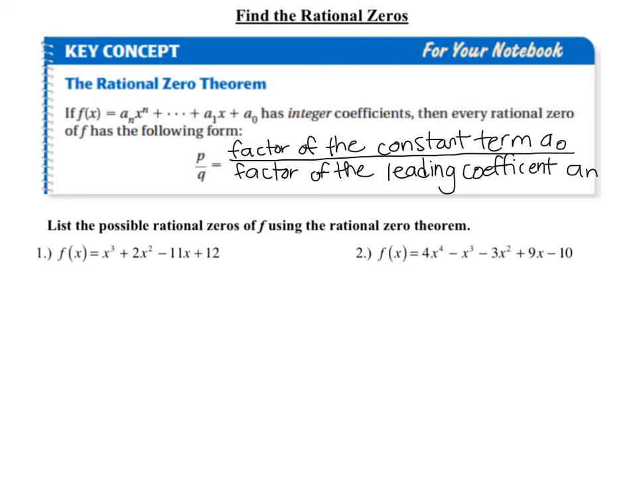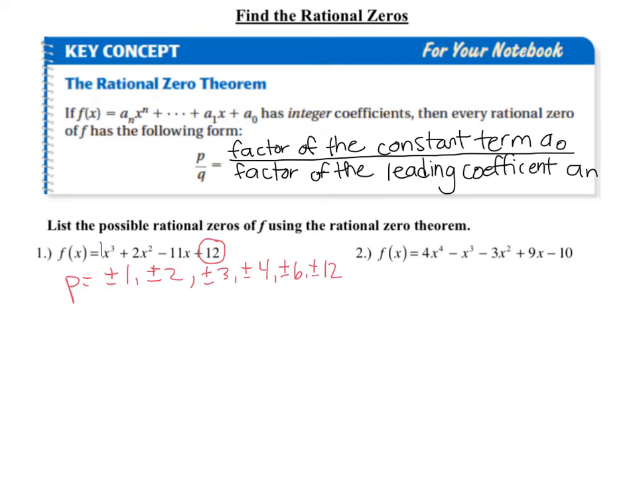So in our first example, f of x equals x cubed plus 2x squared minus 11x plus 12. So first of all, recognize that your constant term is 12. So p will be all of the factors of 12. We have to consider positives and negatives. So we have plus or minus 1, plus or minus 2, plus or minus 3, plus or minus 4, plus or minus 6, and plus or minus 12.